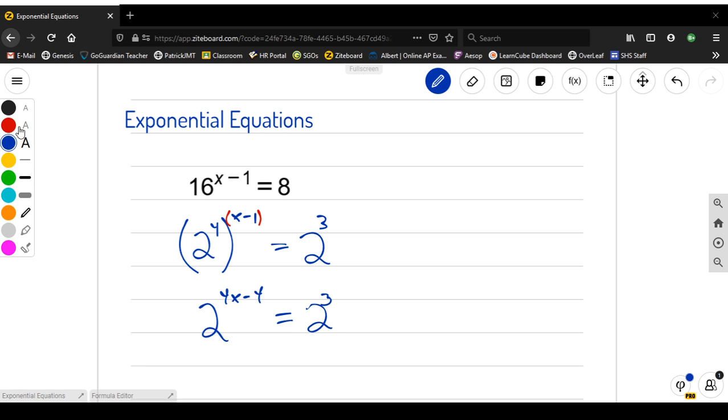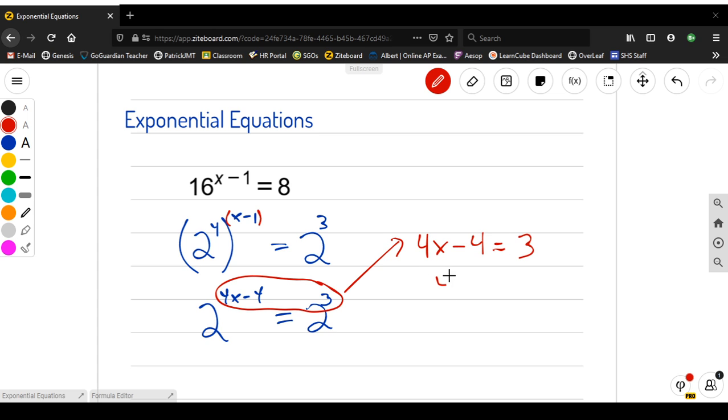Now, in order for these two sides of the equation to be equal to each other, all we have to do is set the exponents equal, right? Because if this has the same exponent as that, then it's going to be 2 to the same power on both sides, and they will be equal. So the question then becomes, when does 4x minus 4 equal 3?